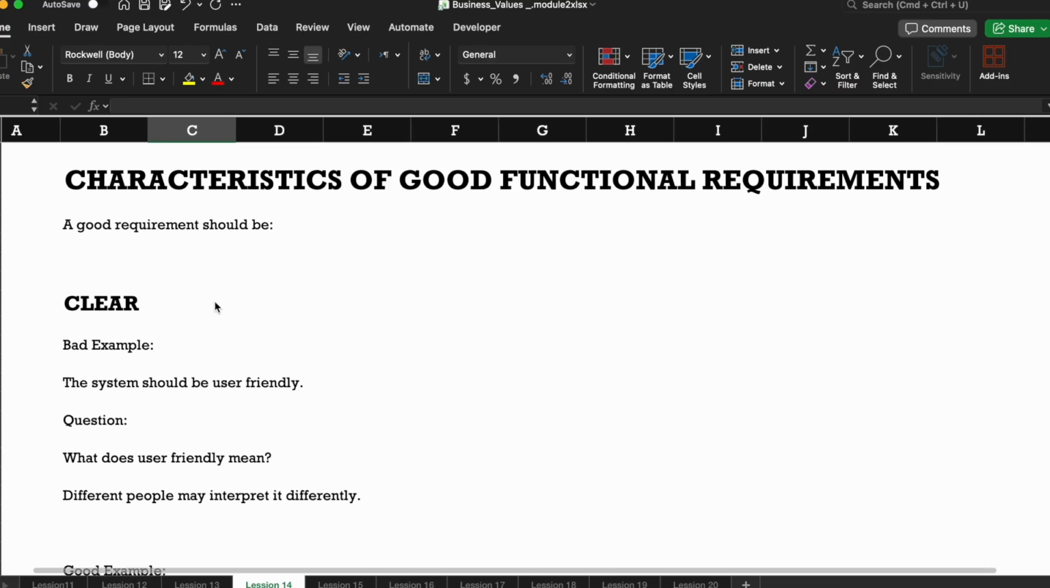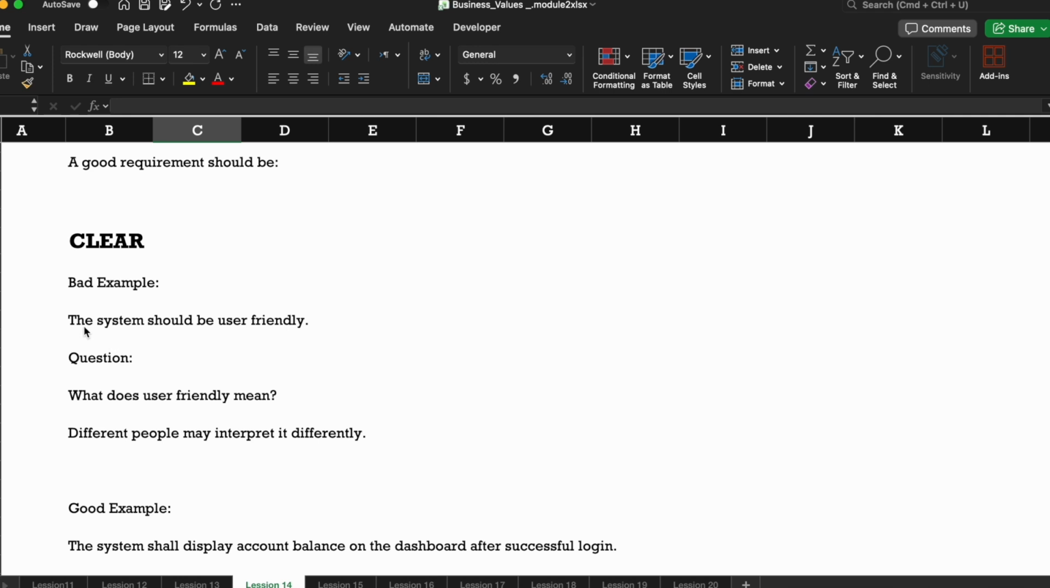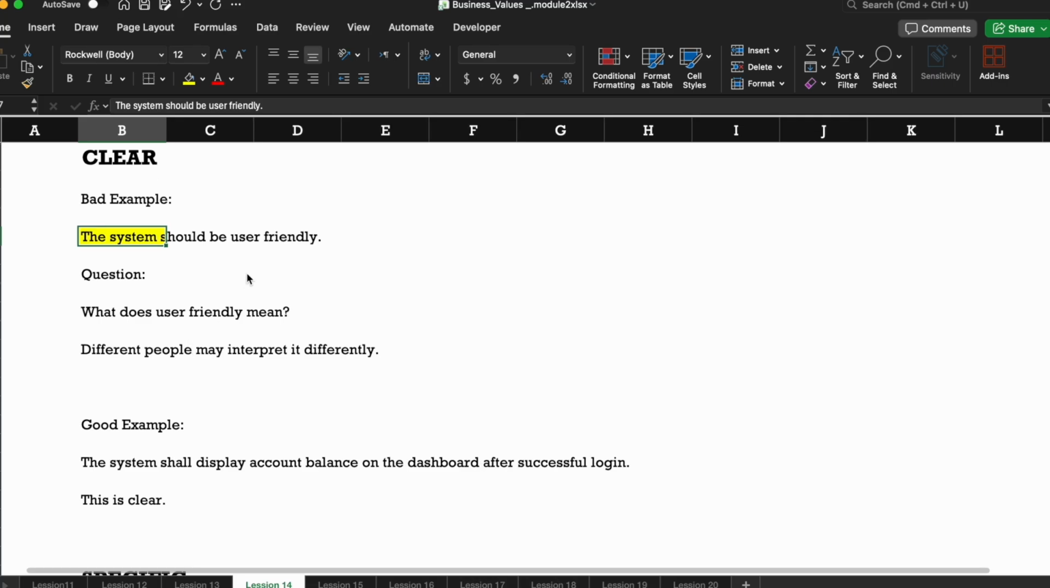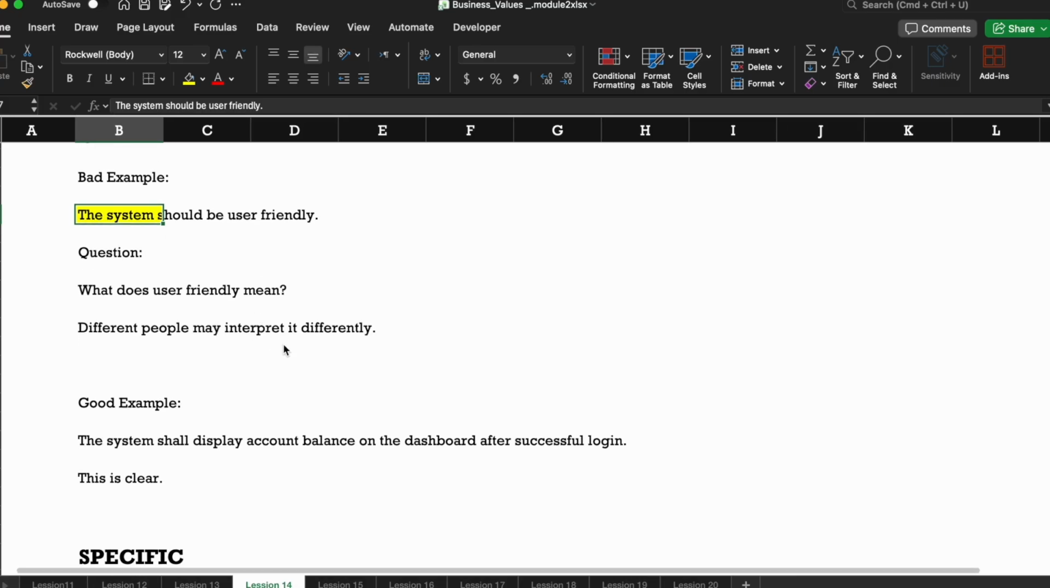A good requirement should be clear. So this is a bad one. You see the bad one: the system should be user friendly. So what does it mean? We don't know what the definition is. Faster, user friendly. So the question is, what does user friendly mean? Different people may interpret it differently.